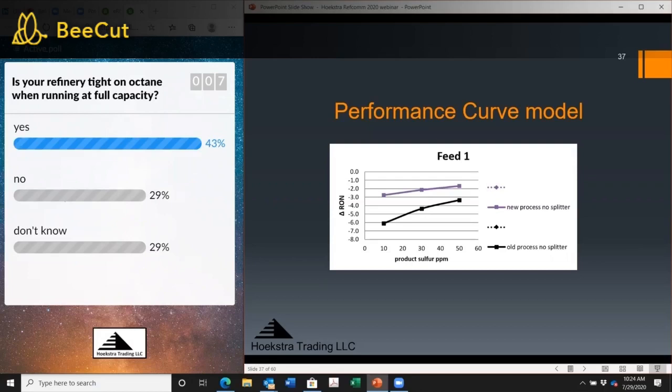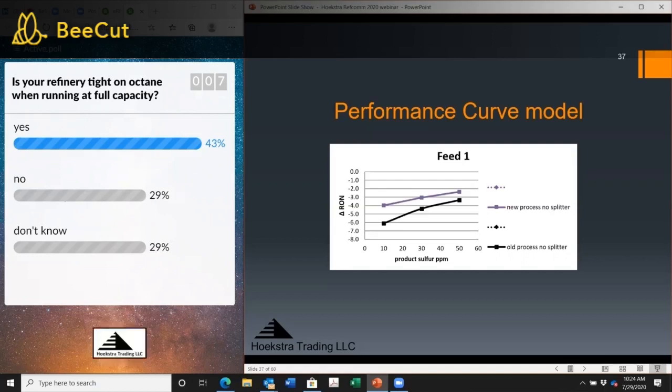Now, instead of doubling the selectivity, I'm going to set it at 40% improvement, which is more realistic and can be achieved with a new process that's available today. It's offered by Haldor Topsoe. And this purple curve now is for a 40% improvement.